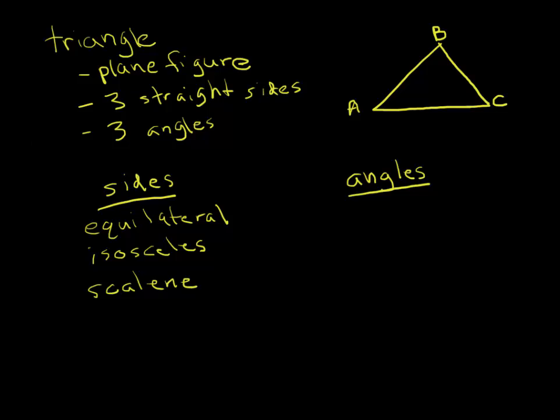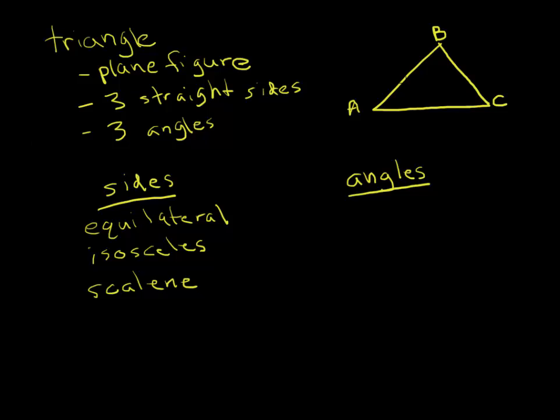An equilateral triangle is a triangle with three congruent sides, meaning each side is the same length. An isosceles triangle has exactly two congruent sides. And finally, a scalene triangle has no congruent sides.